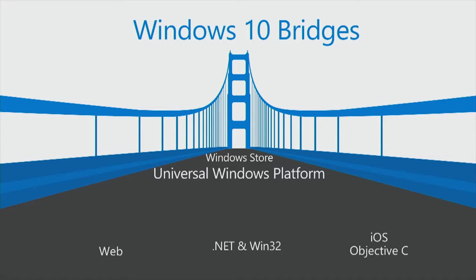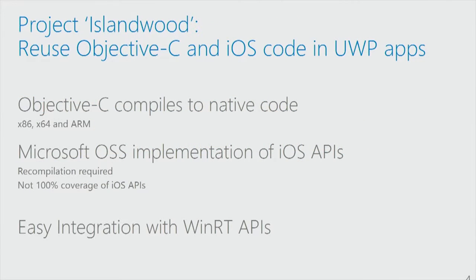So we're pretty much giving you a web view like everybody else, and that's it. But then we also created a new bridge for Win32 and .NET, and I'm going to show you a little bit more. And then we also have a bridge for Objective-C. So the first bridge that I'm talking about is what we call Project Islandwood. And this one would allow you to bring your Objective-C code exactly as you have it from iOS and actually write a Windows game with that.